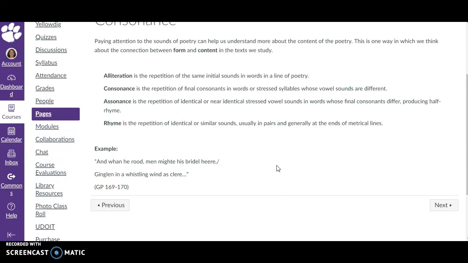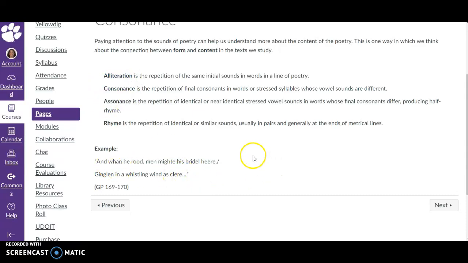This particular monk, though, loves to go hunting. And so in his little portrait in the prologue, we learn a little bit about what this monk looks like when he rides around. And I'm going to read aloud now these two lines, this couplet. And I want you to see if you can notice any of these sound-based figures of speech in this couplet.